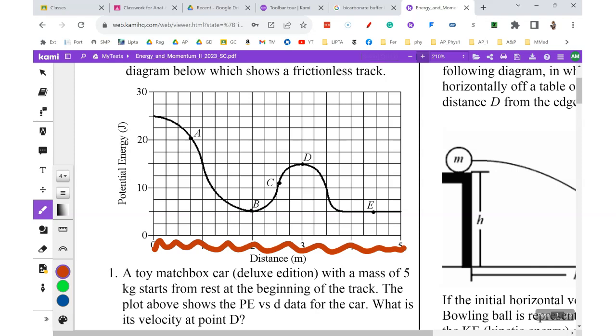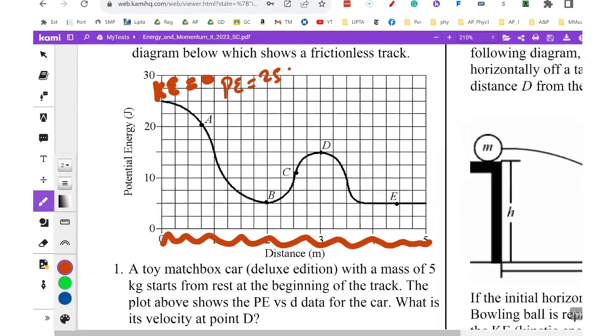with a mass of 5 kilograms starts at rest. So at the very beginning it's at rest. If it starts at rest, then its KE is 0. Let me make this smaller. KE is 0, so it's all PE. It looks like it's 25 joules.